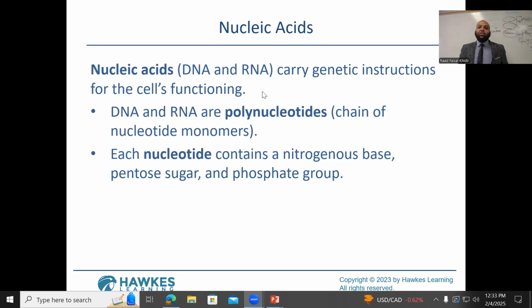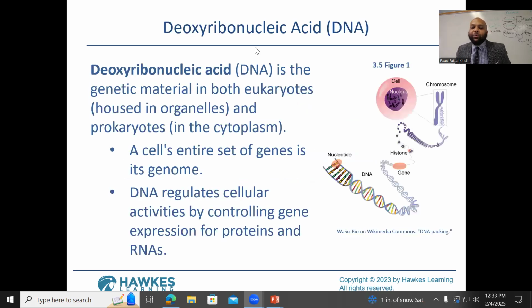So there is deoxyribonucleic acid, DNA. Let's look at deoxyribonucleic acid, DNA. DNA is the genetic material in both eukaryotes, where it is housed in the organelles, and prokaryotes, where it is in the cytoplasm. A cell's entire set of genes is called its genome. And the DNA regulates cellular activities by controlling gene expression for proteins and RNAs.